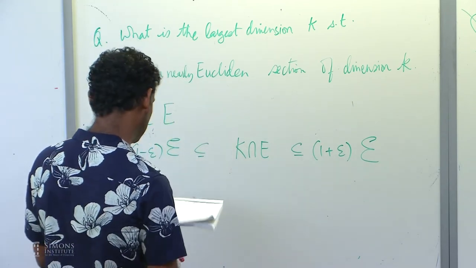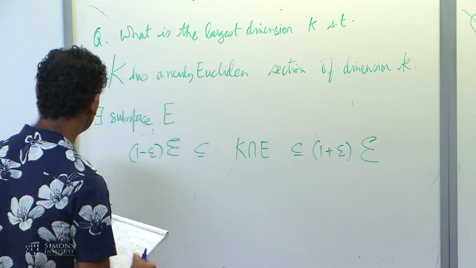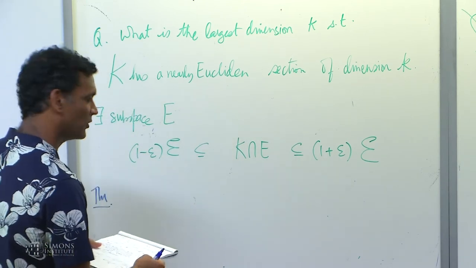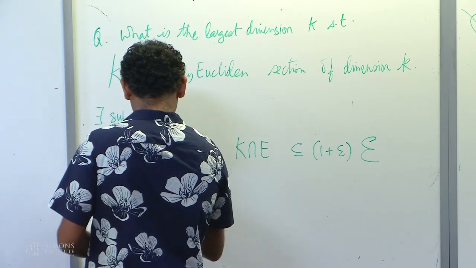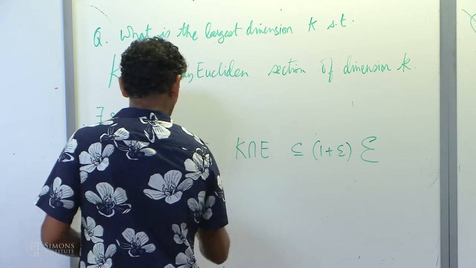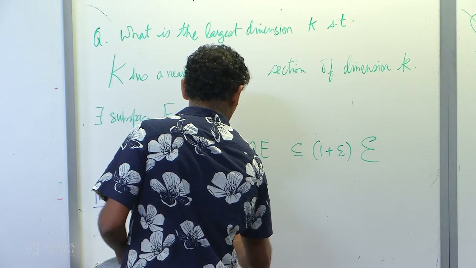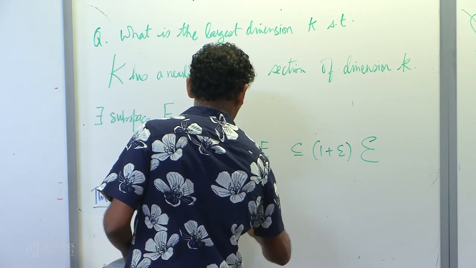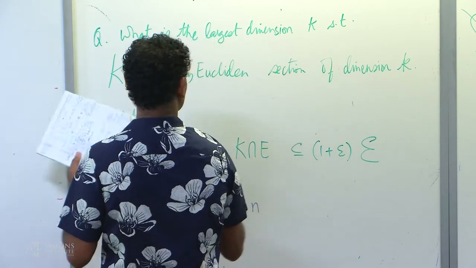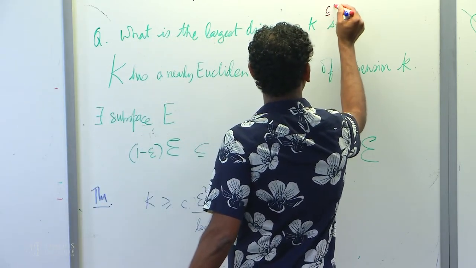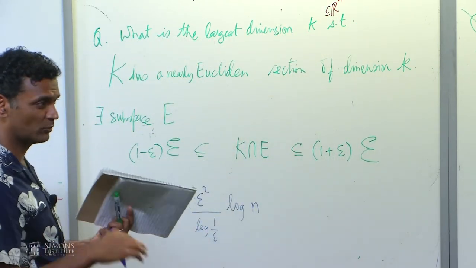In fact, now I'll state the theorem. This theorem is a result of a lot of work in convex geometry and functional analysis, and influenced the field heavily. Basically, k is at least a constant times epsilon squared over log 1 over epsilon, times log n. We started with a body in R^n. So there's a log n dimensional section which is almost Euclidean.